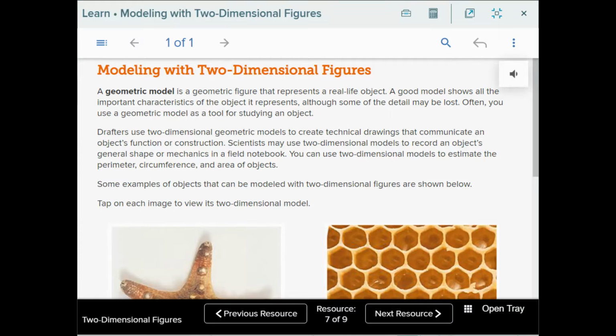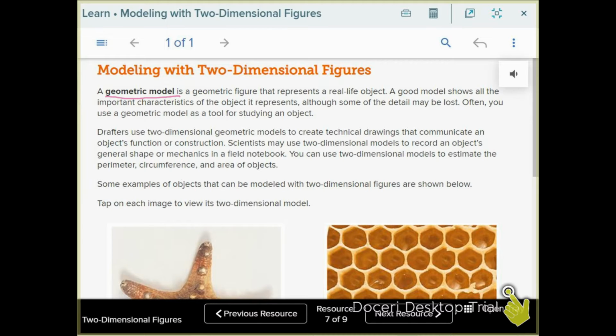Now we're going to be talking about still area and perimeter, but we're just going to be talking about how it's used in the real world. Whenever we use these to model something in the real world or a real life object, it is called a geometric model. A good model shows all the important characteristics of the object it represents, although some of the detail may be lost. Often you use a geometric model as a tool for studying an object.